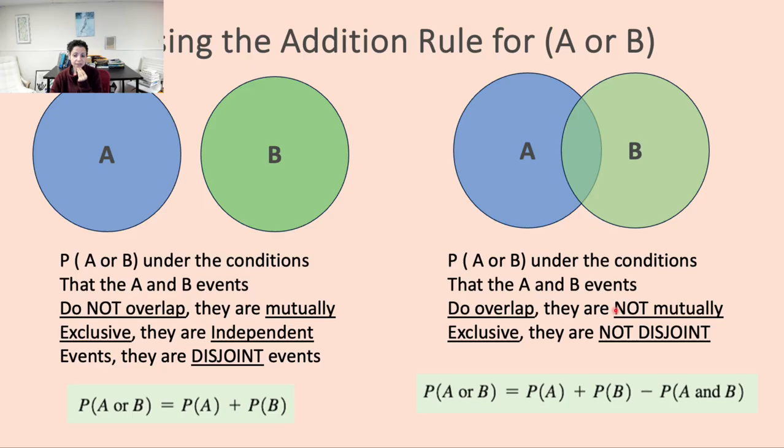However, sometimes A and B do overlap. In that case, they are not mutually exclusive and they are not disjoint. And that's the condition where, in order to get P of A or B, we have to add P of A and P of B, but subtract out the area of overlap, the P of A and B. That's so that we're not counting A or B twice.